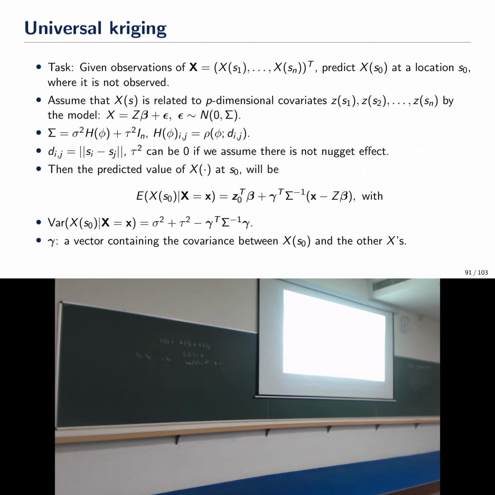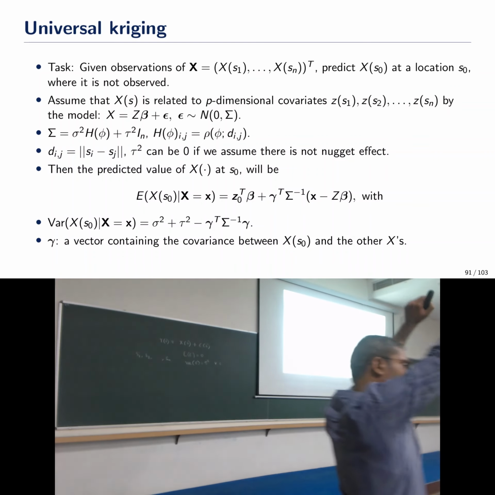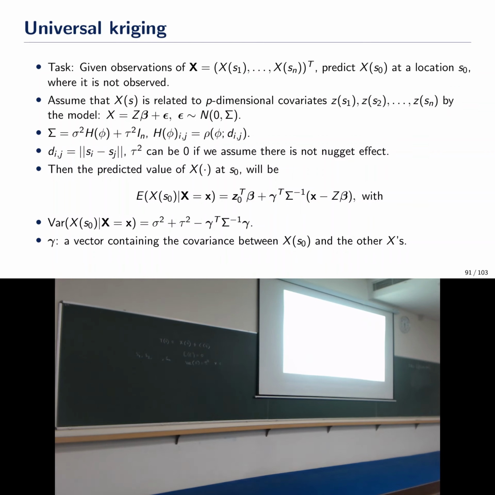But let me ask you this question. Suppose x1 to xn are given to you and you would like to predict x at S0. What will be the natural predictor that you would like to give? You have a data set x1 to xn and you want a predictor at a particular point. What would be your natural predictor? Conditional expectation, right? You have the data available, so use that data and get the expectation.